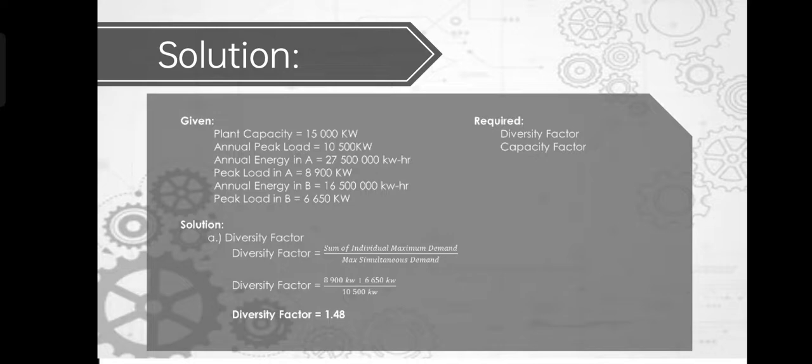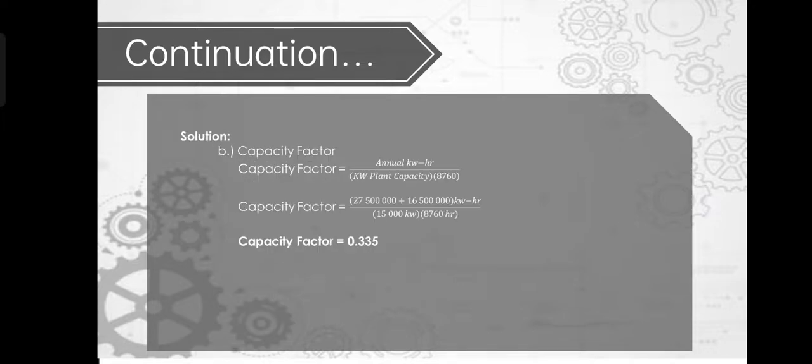Diversity factor is equal to the sum of individual maximum demands over the maximum simultaneous demand. So diversity factor is equal to 8,900 kilowatt and 6,650 kilowatt, because we get the peak load in A and we also get the peak load in B, over 10,500 kilowatt, which is the plant's annual peak load. So the diversity factor is equal to 1.48.